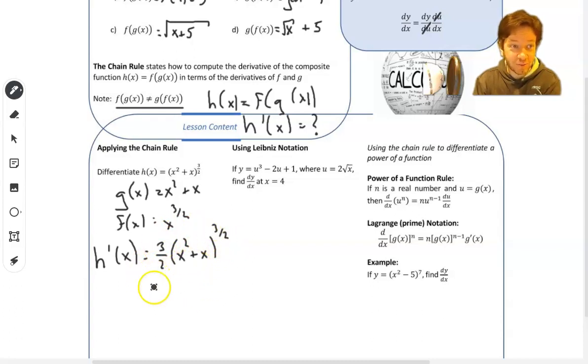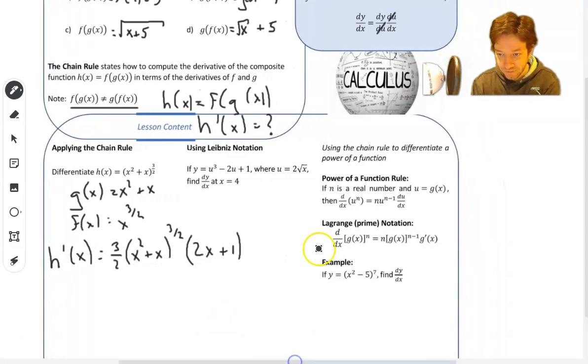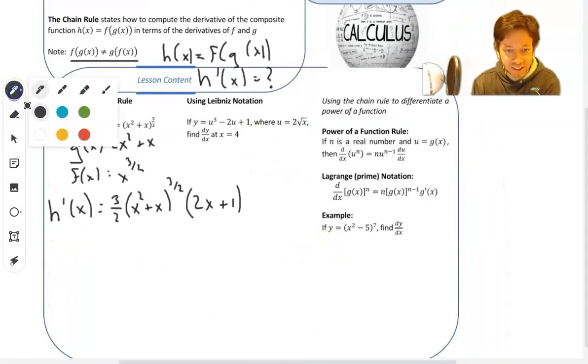And then we have to multiply that by g prime of x. So we need to find the derivative of what's inside the bracket. So x squared becomes 2x, and x just becomes 1. So there you go, there's h prime of x. So let's try this with Leibniz notation. In the next question, I'm going to change color.